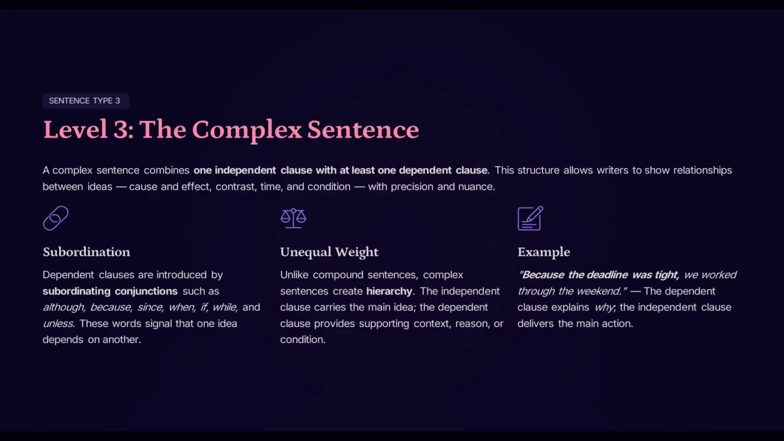Unequal weight. Unlike compound sentences, complex sentences create hierarchy. The independent clause carries the main idea. The dependent clause provides supporting context, reason, or condition. Sample: because the deadline was tight, we worked through the weekend. The dependent clause explains why. The independent clause delivers the main action.